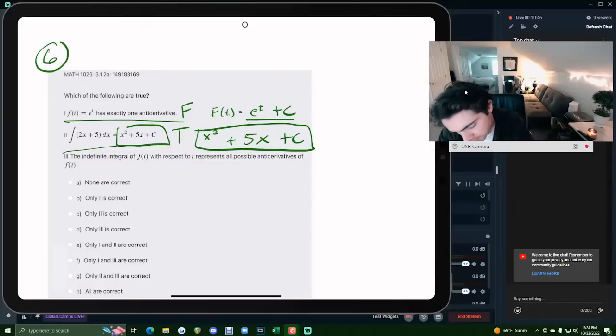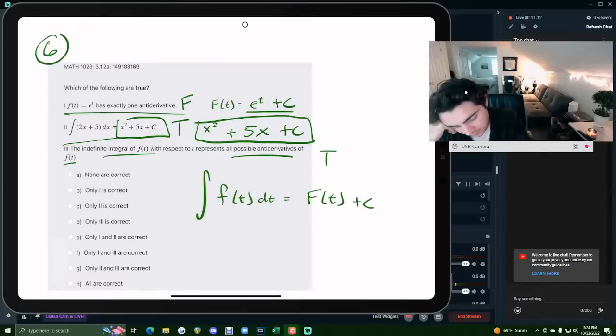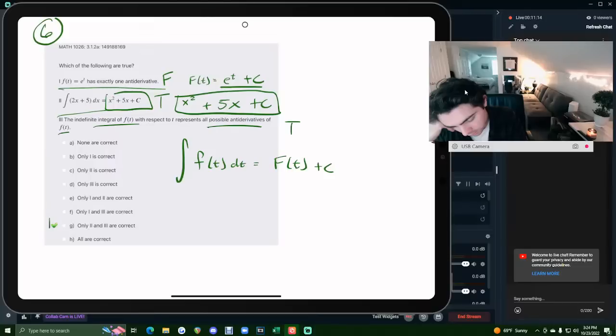That's true. Number 3, the indefinite integral of f of t with respect to t represents all possible antiderivatives of f of t. That is true. So finding the indefinite integral of f of t with respect to t, that's the dt part, represents all the antiderivatives of f of t, because it's like f of t plus c. Yeah, that's true. That's just a definition. So 2 and 3 are correct.